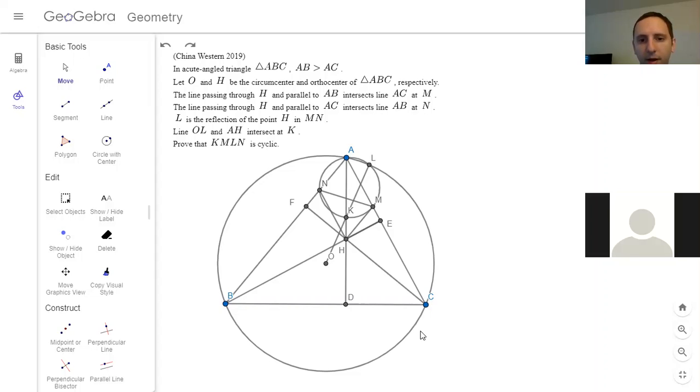But it's probably not that hard of an angle chase, I would guess. But I don't even know if we need that. So ultimately, we want to show KMLN is cyclic.